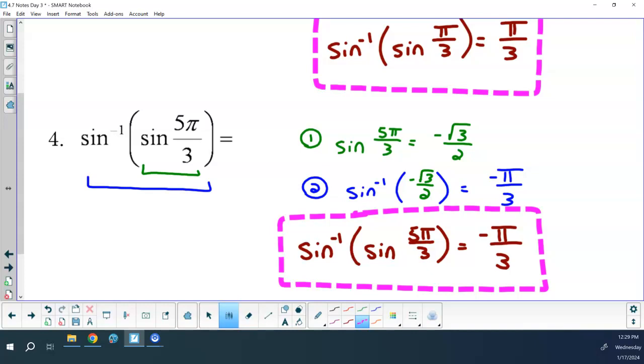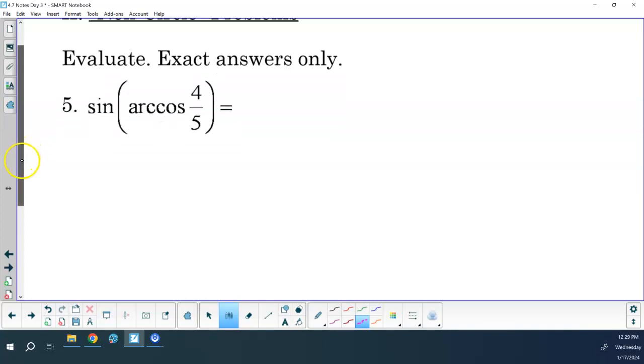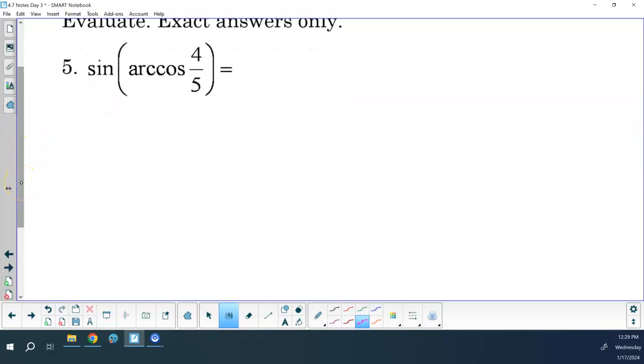Let's take a trip off of the unit circle now, sticking still with trig functions. So now we're going to be off the unit circle. The first thing that we need to do is we still want to take the arc cosine of 4/5. But that's just going to give us some angle, and we'll call it theta. Well, let's figure out where that is.